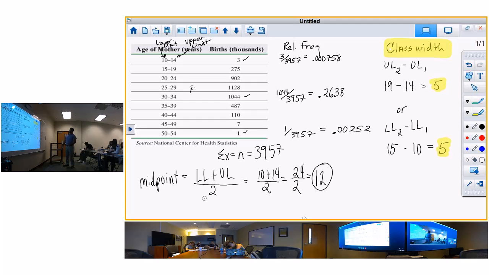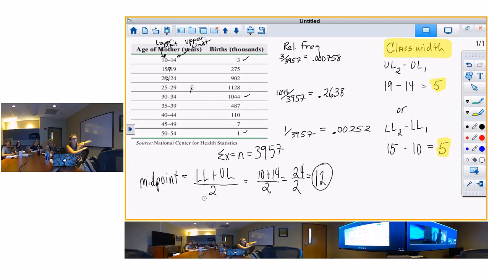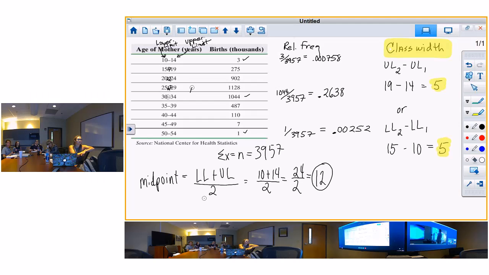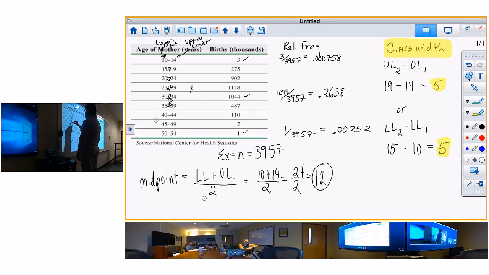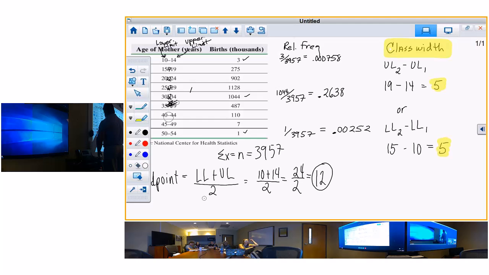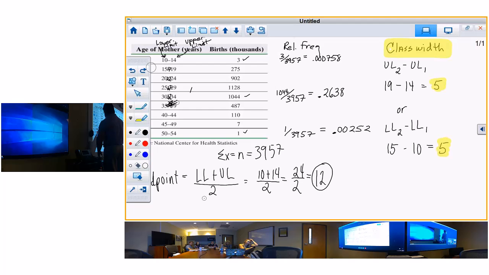What's 5 plus 12? 17. What's 17 plus 5? 22. What's 22 plus 5? 27. What's 27 plus 5? 32. And you keep going. 32 plus 5 is 37. Oh, great. I can't erase when I'm using them. Okay, you get the point.